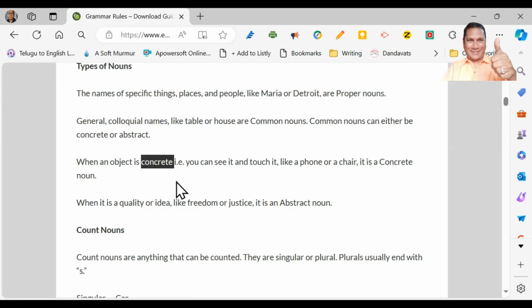Please remember that. So, when it is a quality or an idea like freedom or justice, you can't feel or touch it. So, it is an abstract noun. You can't touch it or you cannot see it. That is called an abstract noun. And here the examples given are freedom, justice.